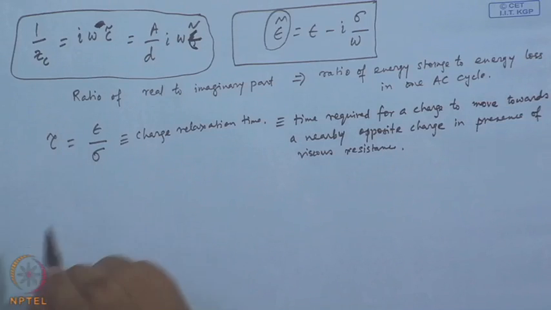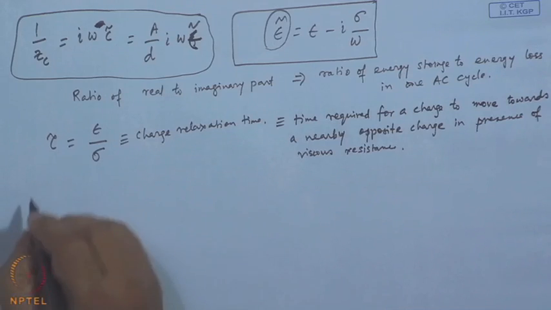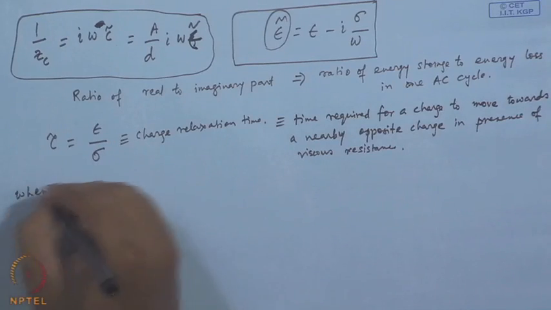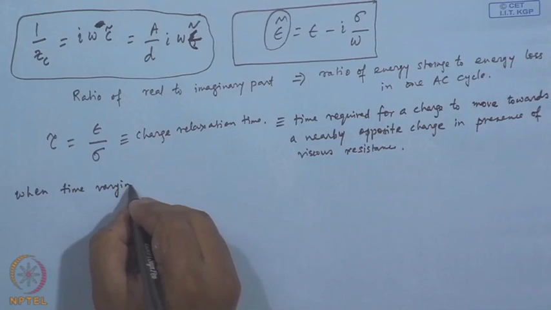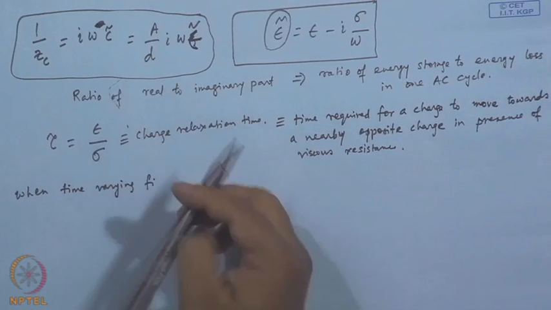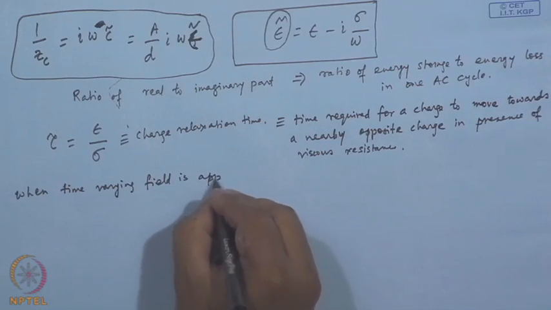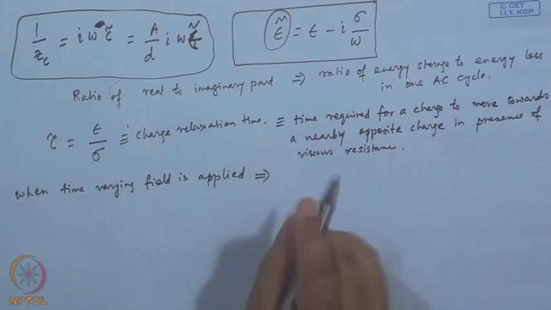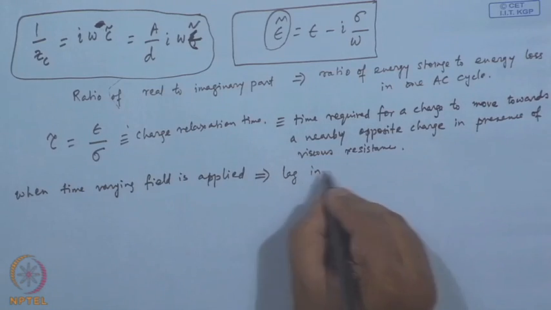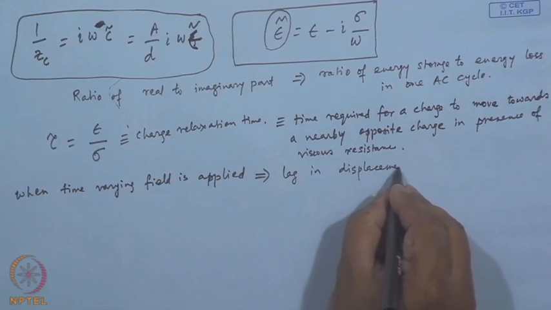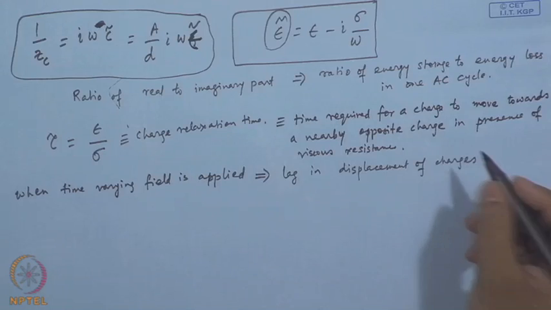Now, when it comes to the frequency, if we try to summarize what we are doing: when a time varying field is applied, then because of this RC mechanism present, there would be a lag in displacement of charges. This displacement of charges you refer to as polarization.